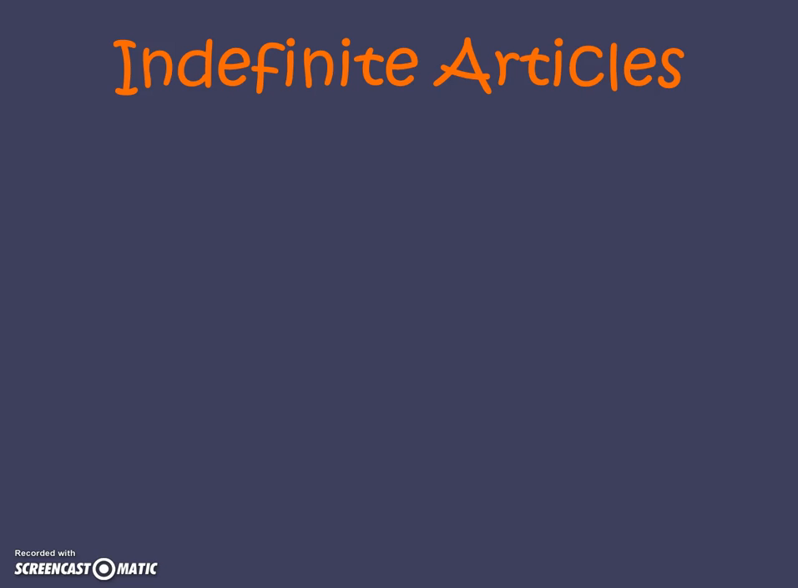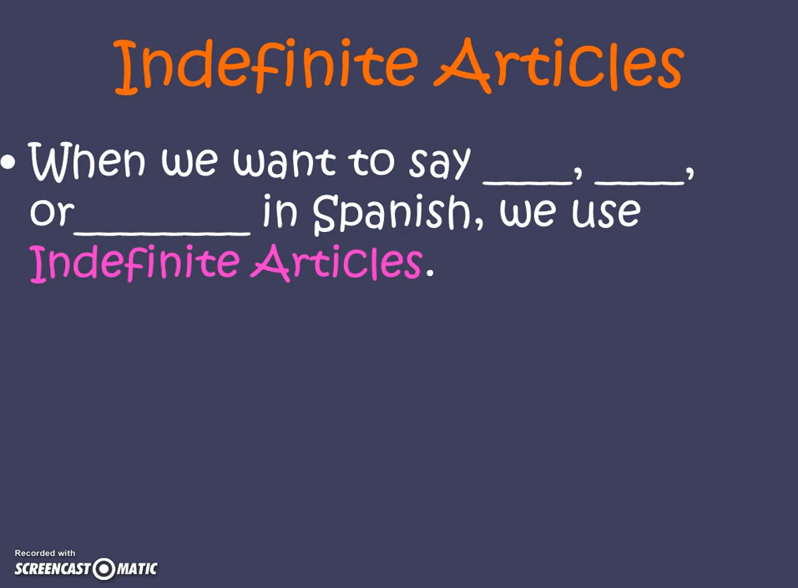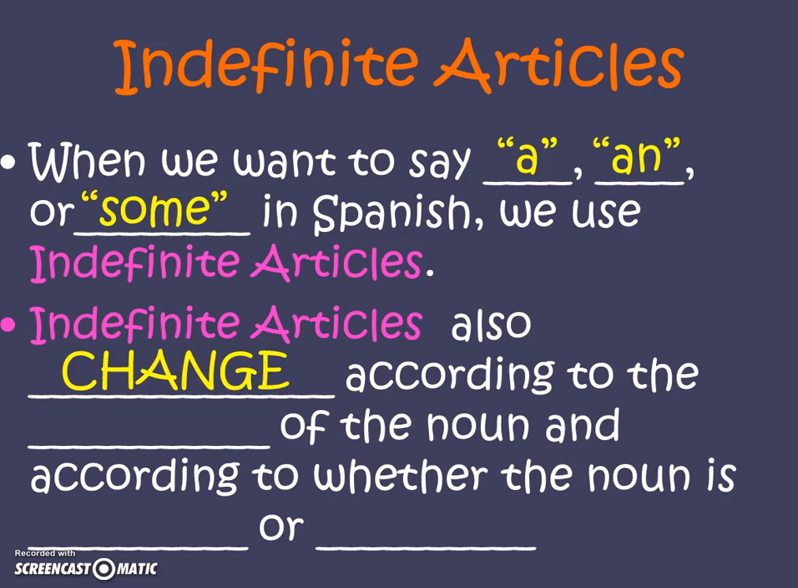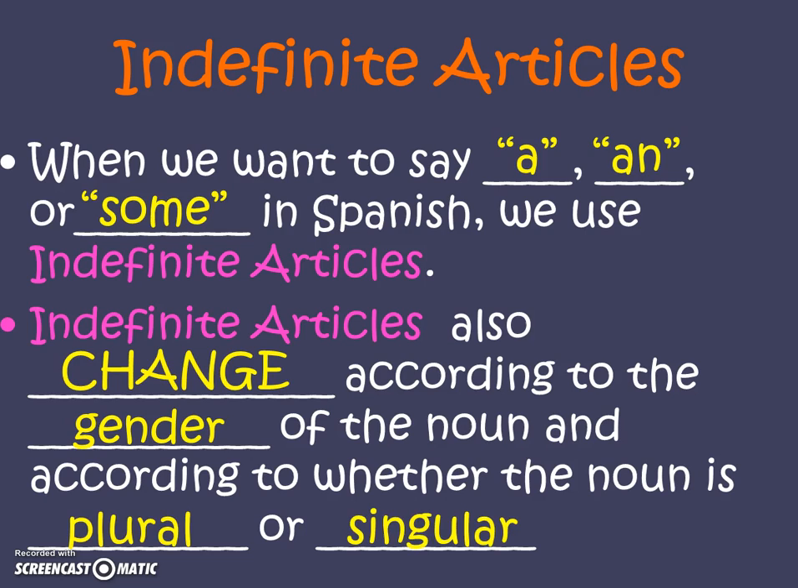All right, now that we talked about definite articles, now we're going to go into indefinite articles. So we already talked about how to say the, which is a definite article. Now, what is an indefinite article? Well, when we want to say a, an, or some in Spanish, we use what we call indefinite articles. Indefinite articles also change according to the gender of the noun and according to whether the noun is singular or plural. Okay? So a definite article is when we want to say the, an indefinite article is when we want to say a, an, or some.